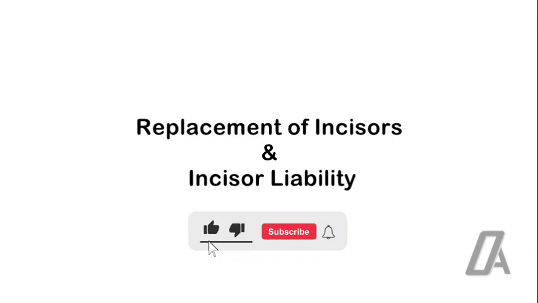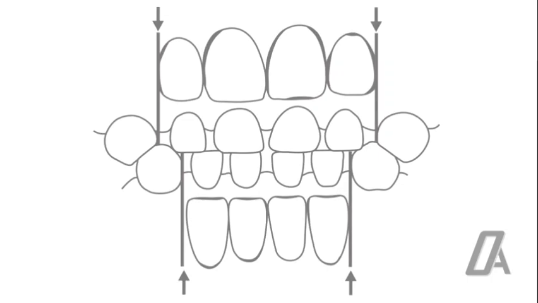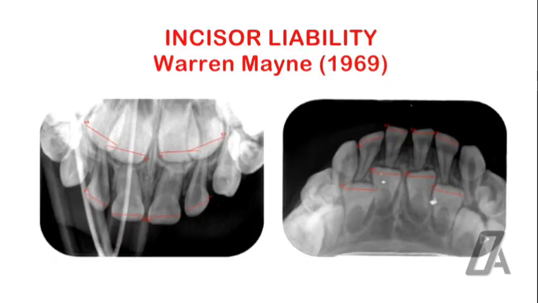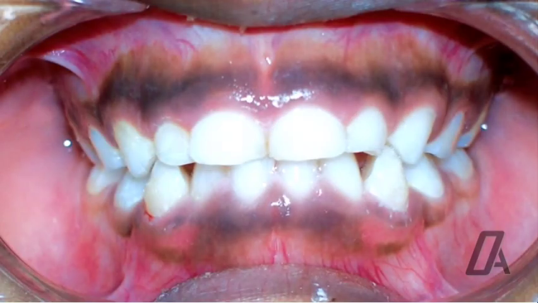Replacement of incisors and the concept of incisor liability. The permanent incisors are wider mesiodistally than the primary incisors they replace. As they erupt, they require additional space for alignment. The difference between the space required and the space available is called incisor liability, a term introduced by Warren Moyers in 1969. A favorable incisor liability exists in spaced or open dentition, while a closed dentition presents an unfavorable condition.